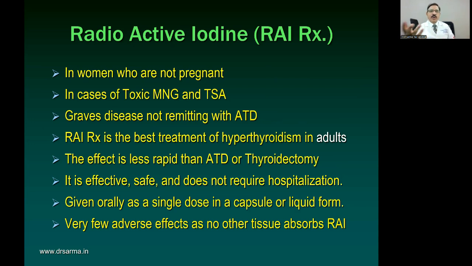In Graves, it is only a diffuse thing. If it is not remitting with ATD, then you can do radioiodine. Radioiodine treatment is the best treatment for hyperthyroidism in adults. The effect is less rapid than ATD or thyroidectomy. It is effective, safe, and does not require hospitalization. It is given orally as a single dose in capsule or liquid form. There are very few adverse effects, as the radioiodine is selectively absorbed by the thyroid gland and no other tissue.